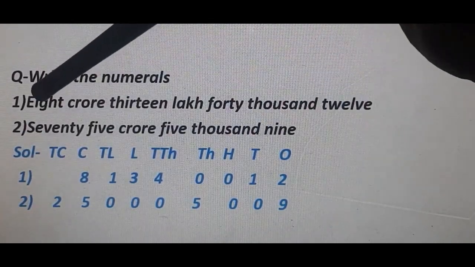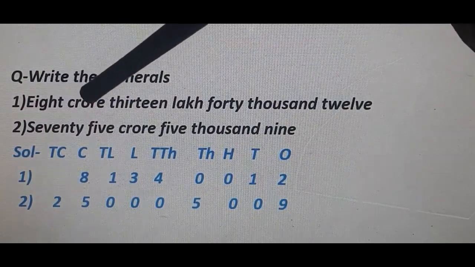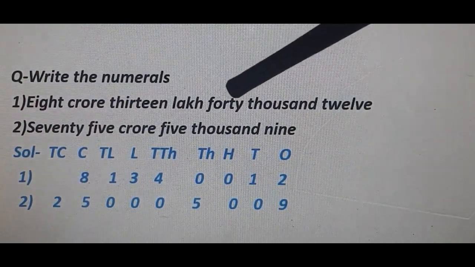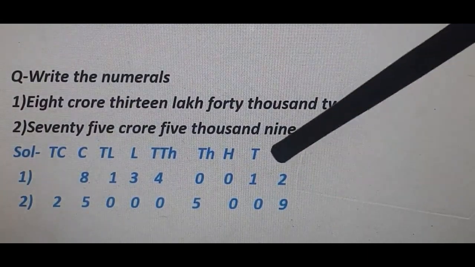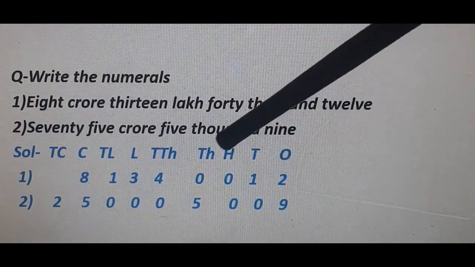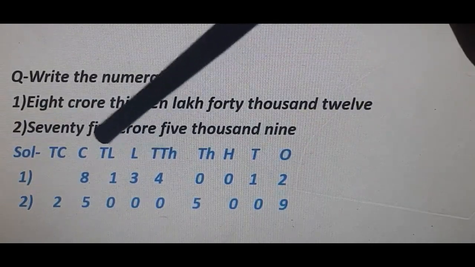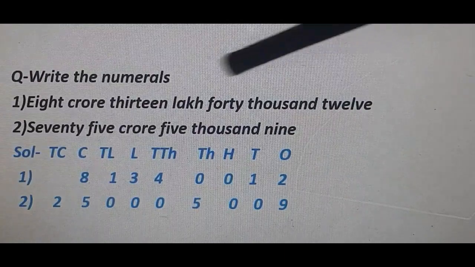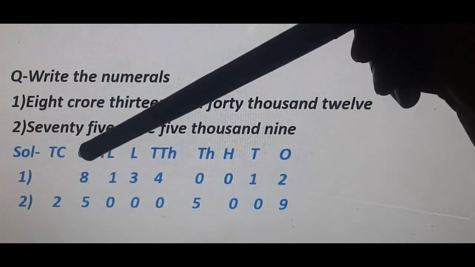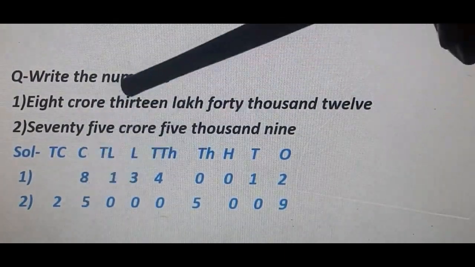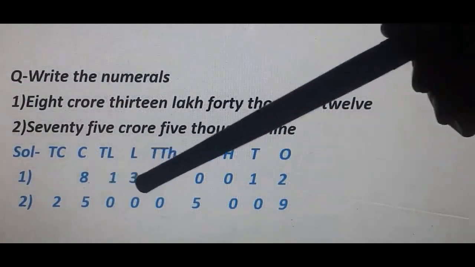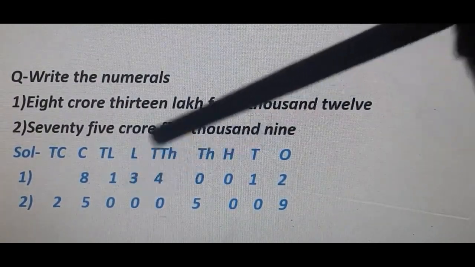So first part, 8 crore 13 lakh 40,012. So write down the places first. Ones, tens, hundreds, thousands, 10,000, lakh, 10 lakh, crore, 10 crore. 8 crore. Below crore you will write down 8. 13 lakh. 1, 3, 13. Below this.